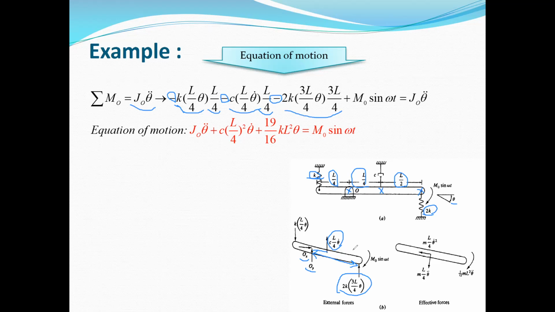And also we have one external moment, M naught sine omega t, which is in positive direction of motion, so it will be positive. Finally, all of these moments must be equal to the mass moment of inertia about point O multiplied by the angular acceleration. So this is the equation of motion for the system, for the rotational motion about pin O. And now we need to solve this equation.